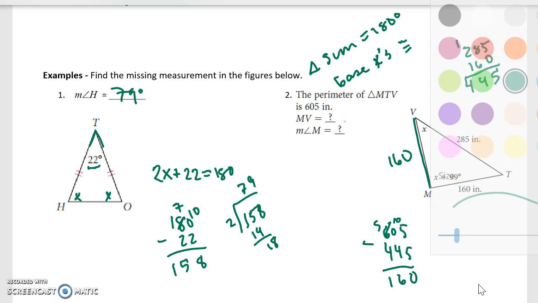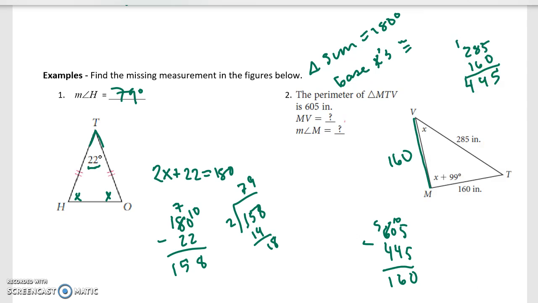Now, why is that important? Because now we have an isosceles triangle. This side is congruent to this side. And that means that angle V and angle T are congruent because the base angles are congruent. So if this angle is labeled X, then this angle is labeled X. So then to find the measure of angle M, what I'm going to do this time is definitely write an equation.